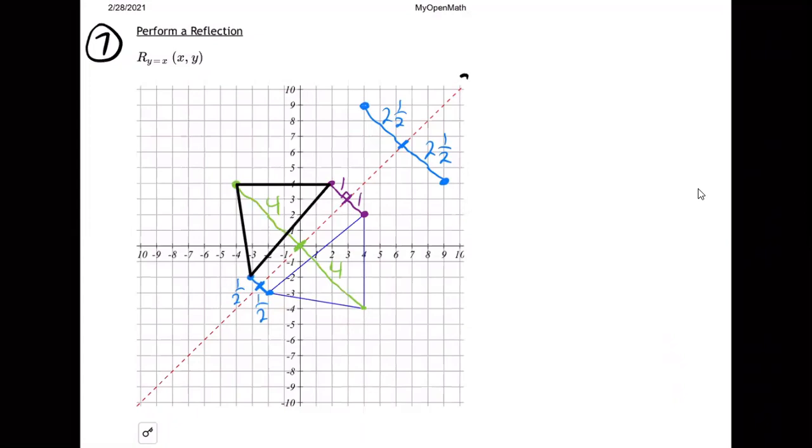It really looks like we just kind of flipped it over that line. See how the image triangle looks like we flipped the original triangle right over that line, which is exactly what we're doing. That's what a reflection is. It looks like a mirror reflection right over that line. So there we go.